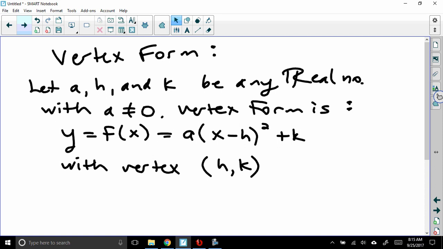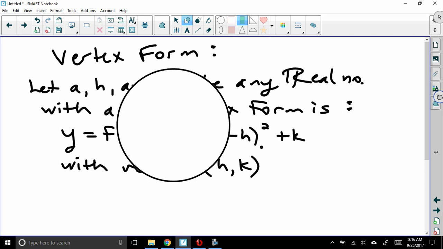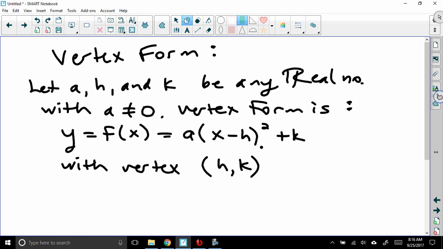So that's vertex form. A times the quantity x minus h, the quantity squared, plus k. And of course there's a y or an f of x equals, but that's it. That's vertex form right there. That's what it looks like.